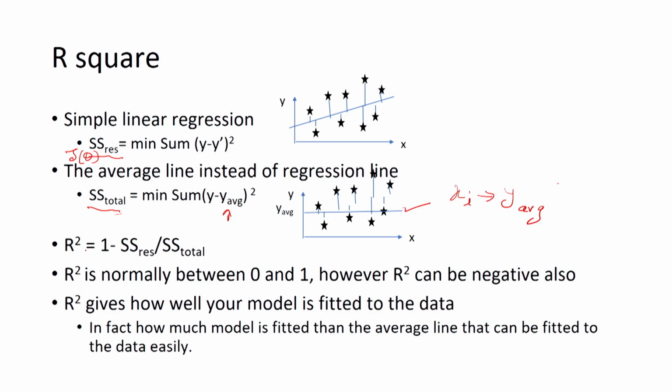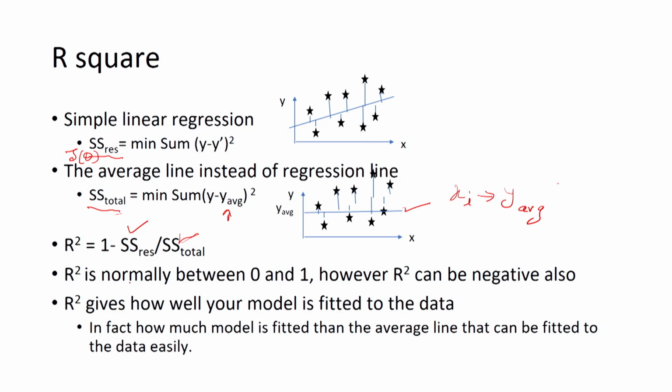Now, we can define R square as 1 minus SS residual upon SS total. So, this is the model that you have learned, and this is the average model. You can say that this model created in this way, we are giving it the name average model or average line. In this case SS total is the error. For whatever model is learned, you will get SS residual as the error term. So, how are we defining R square? R square is 1 minus SS residual upon SS total.